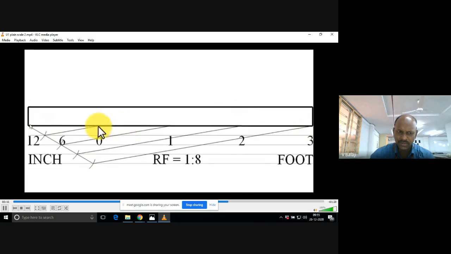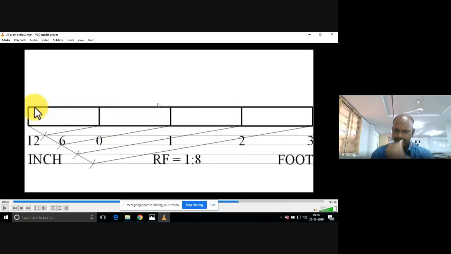So what is the height of this rectangle? Any value, height of our choice. Yes, any value, 2 or 3 centimeter you can take, to show it as some rectangular scale we are designing.